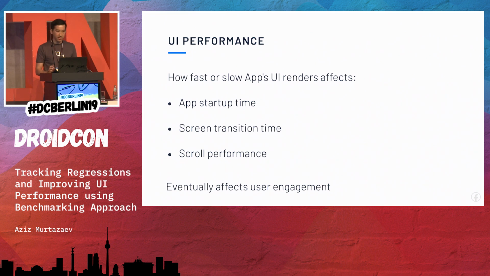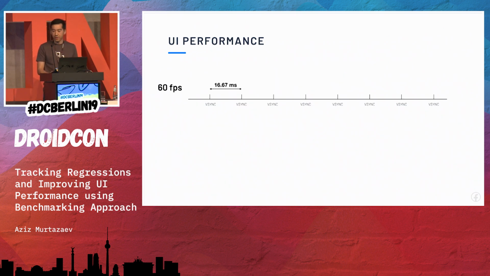So let's dig a bit deeper into how UI rendering works. It's a quick recap. Most modern devices can render 60 frames per second. There are a few new ones that can render more, like 90 or 120, but for the sake of this presentation, let's discuss 60 because that's the most common.